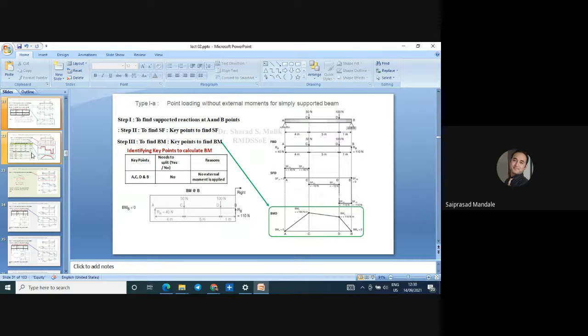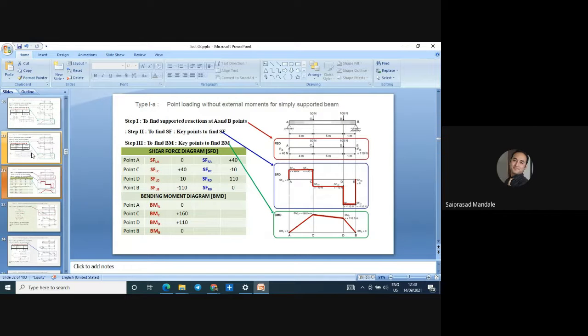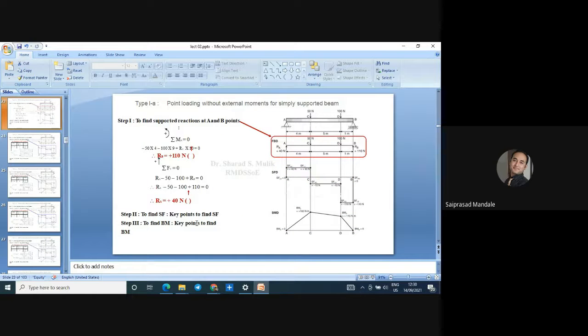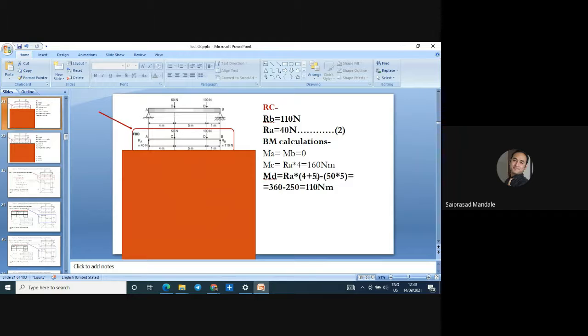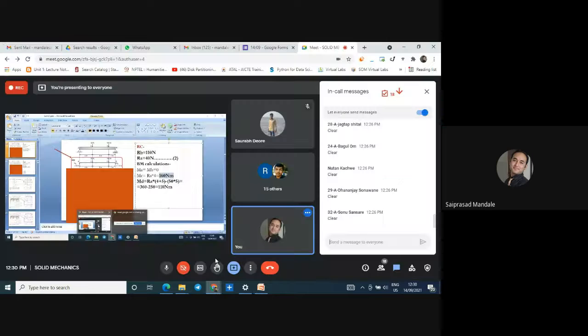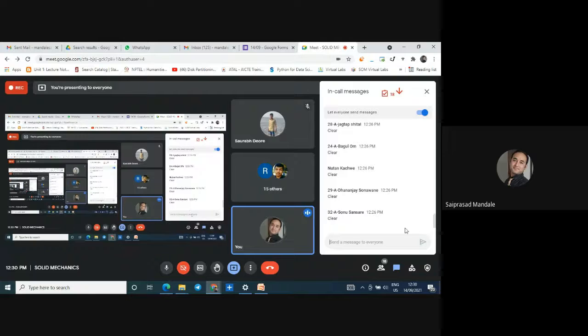Let me check the answer. The answer is what we have calculated over here: 160 and 110 kilonewton. So we have calculated very perfectly. Any doubt, any query?